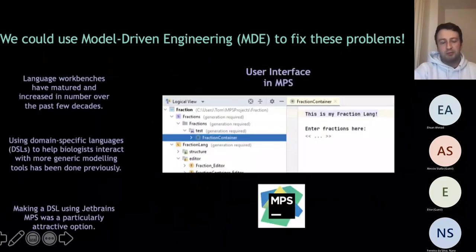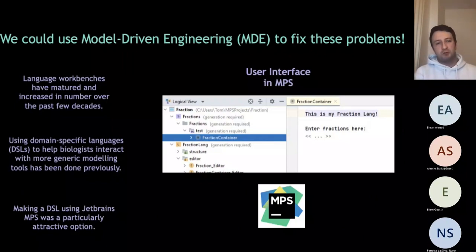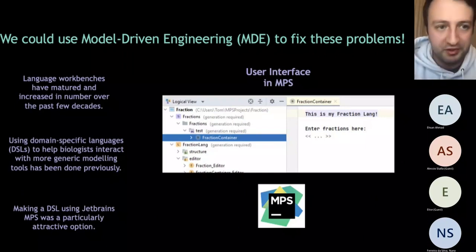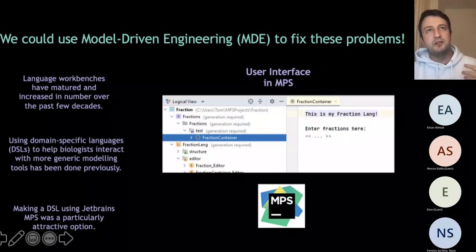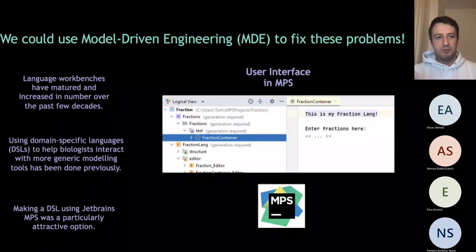So how do we begin to address these problems? Well, we can use model-driven engineering, and what gave the impetus for this project in the first place is the fact that a lot of language workbenches have matured and increased in number over the past few decades. And we think that using a language workbench, which is essentially a tool for creating domain-specific languages, a programming language to specifically target a problem domain, will let us present the simulation in such a way that biologists are able to interact with it a lot more easily.